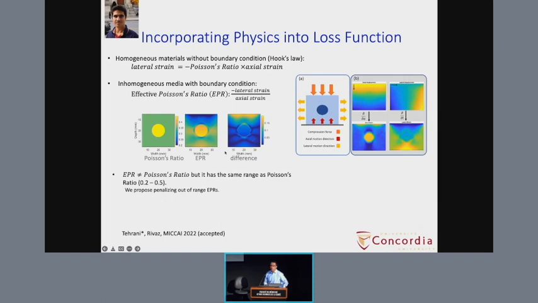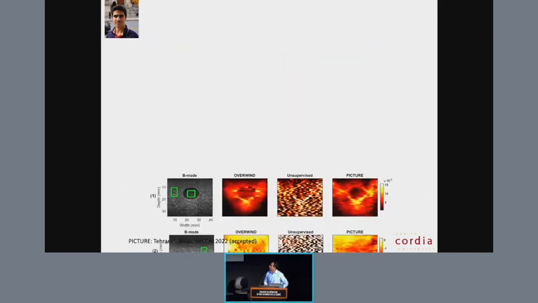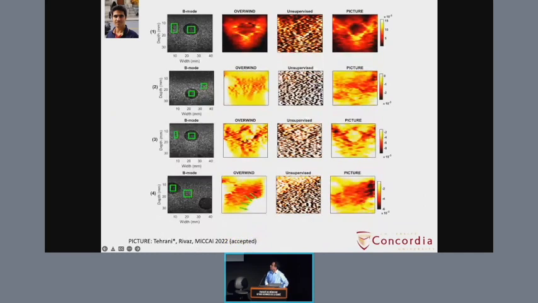And I'm happy to say that this paper was accepted even without going through the rebuttal in MICCAI this year. So these are some of our results. Here you see the B mode image. Here you see another method that uses optimization. Here's an unsupervised training technique. And here's our proposed method, with physically inspired constraints.